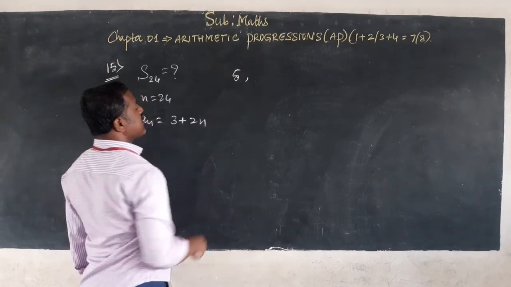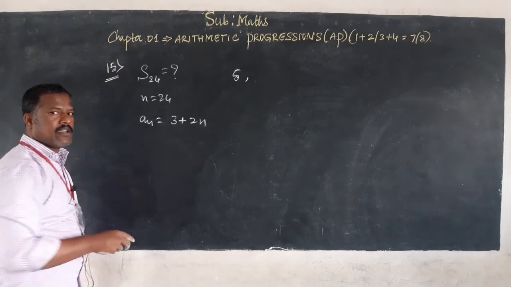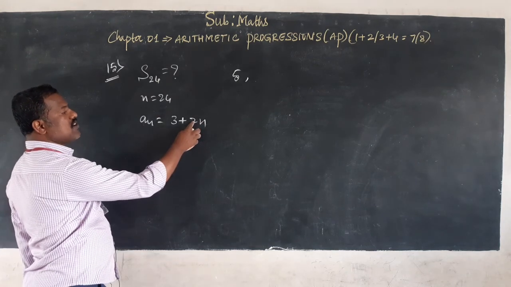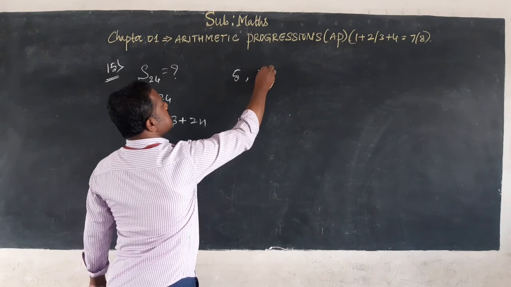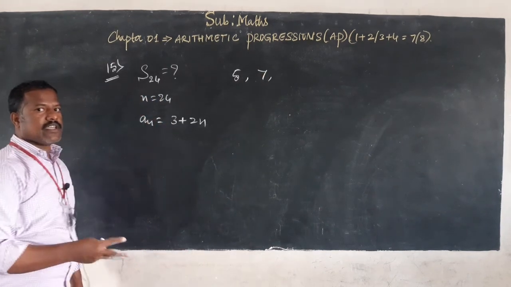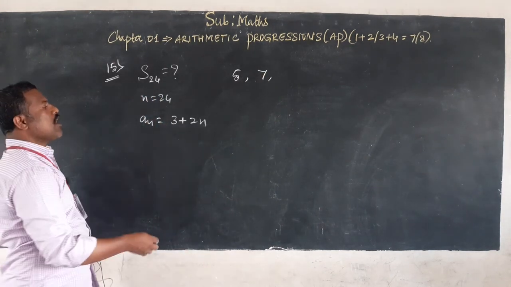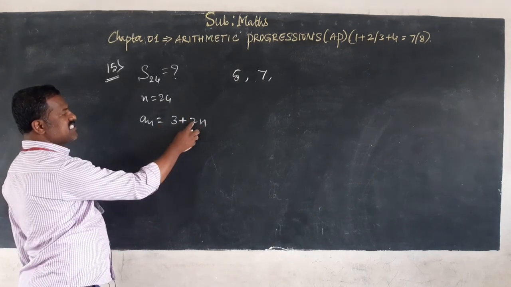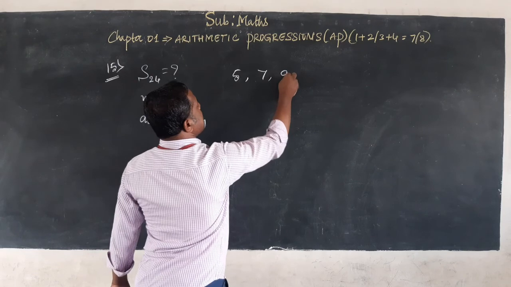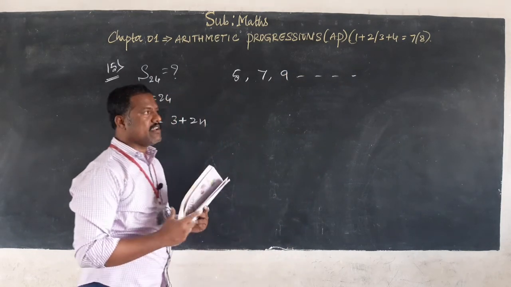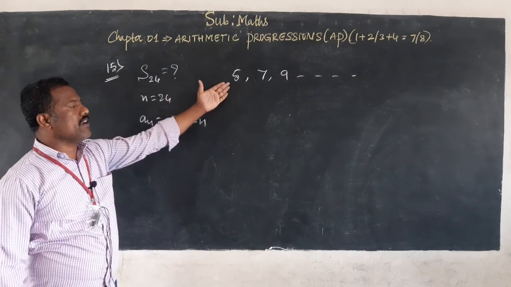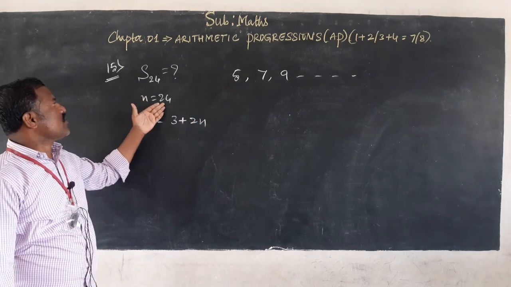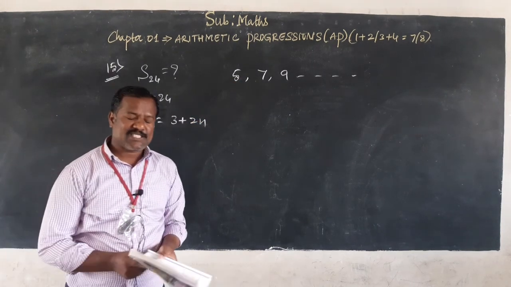1 times 2 is 2, 2 plus 3 is 5. You will get the first term. In place of n, if you take 2, you will get the second term. That is 2 times 2 is 4, 4 plus 3 is 7. Understand, children? If you want the third term, you have to replace n and add the 3. 3 times 2 is 6, 6 plus 3 is 9, and so on. Understand, children? Here the value of a is 5, the value of d is 2, and the value of n is 24. You can find S24 easily.